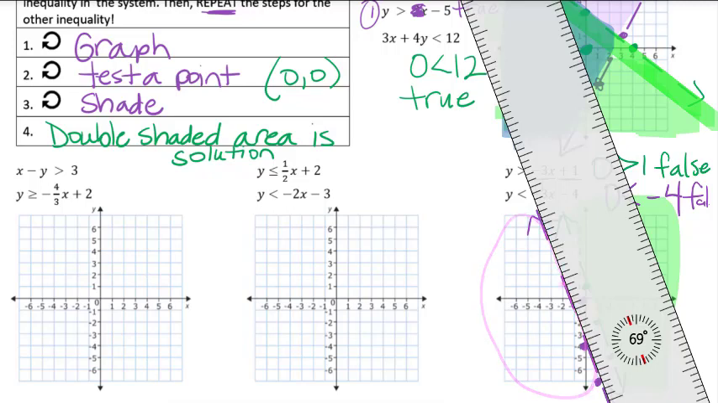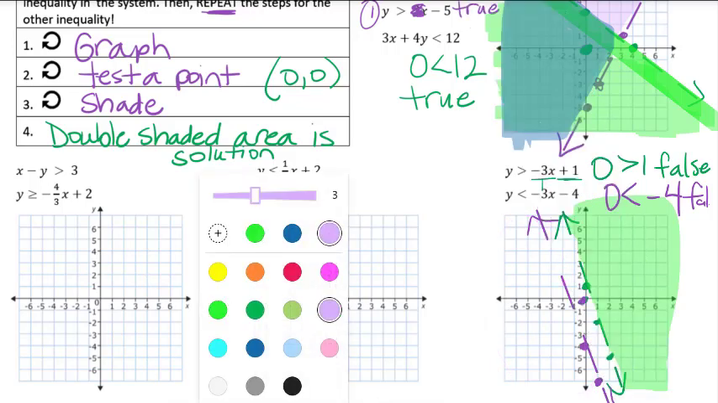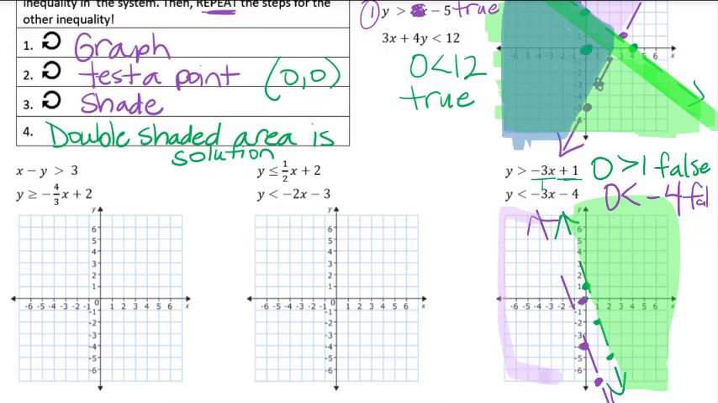So if you notice, when I shade this, we learned from up above that the solution is in the double shaded area. However, in this example, there is no shading that overlaps. So when this happens, there's no shading that overlaps, so the answer is no solution because it has nothing in common.